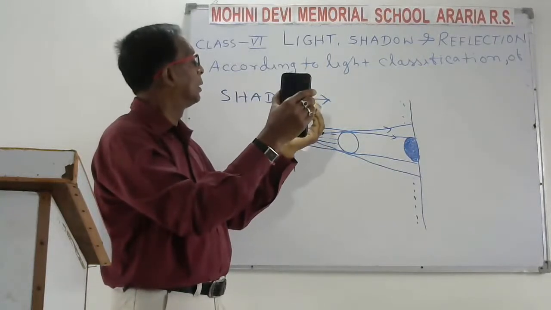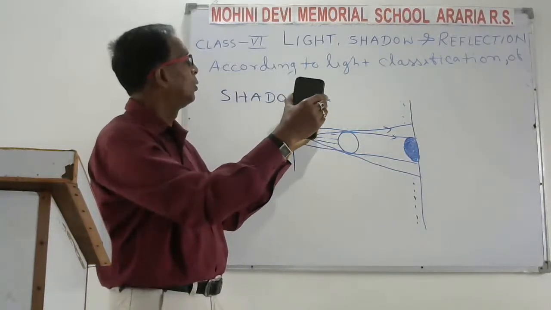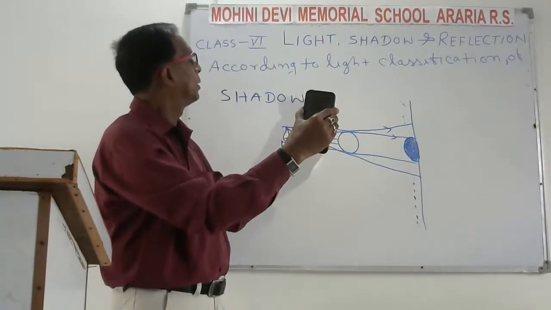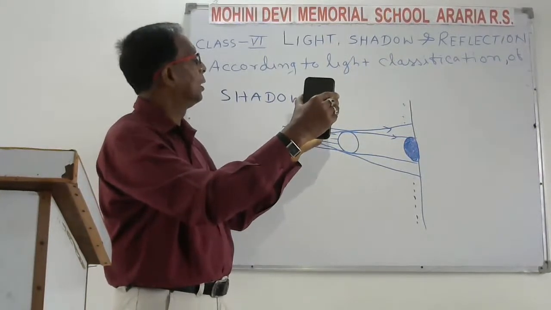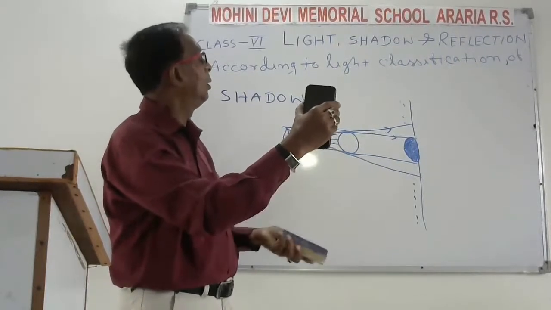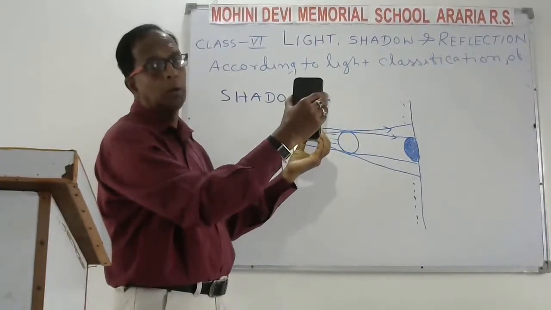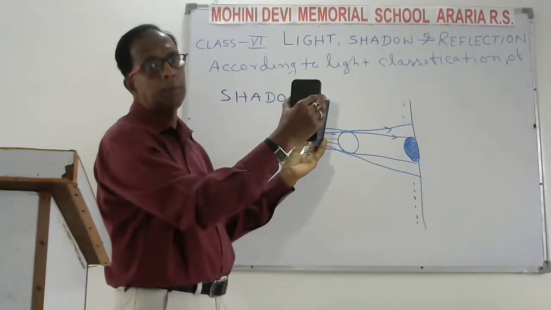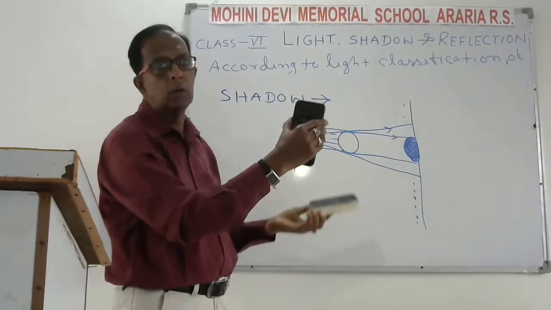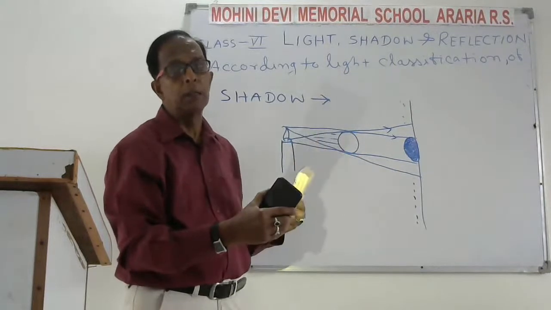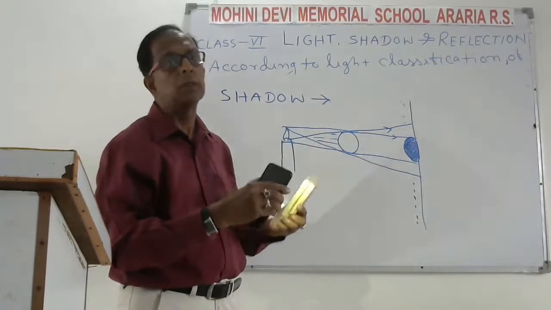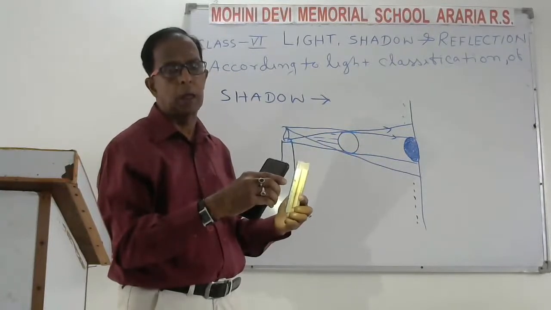Now see, what is the shape of this duster? Can you imagine? No. What is the shape of this duster? You are unable to say. And now the shape is changed. The object is the same, but the shape is changing. Now the shape is changing. So a shadow does not explain the shape and size of the object correctly.